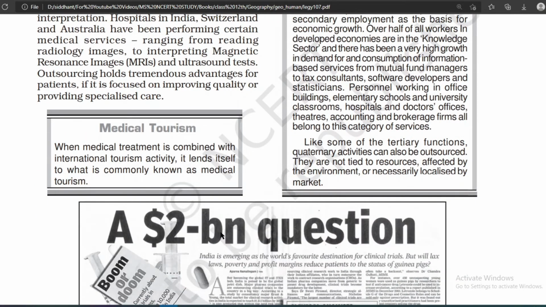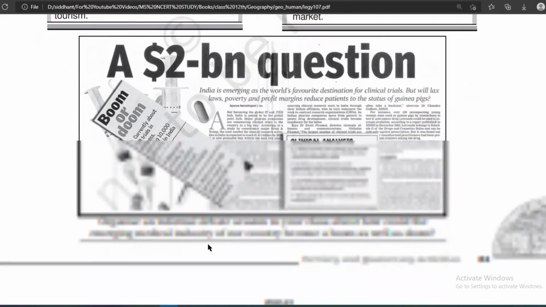Medical tourism. When medical treatment is combined with international tourism activity, it lends itself to what is commonly known as medical tourism.